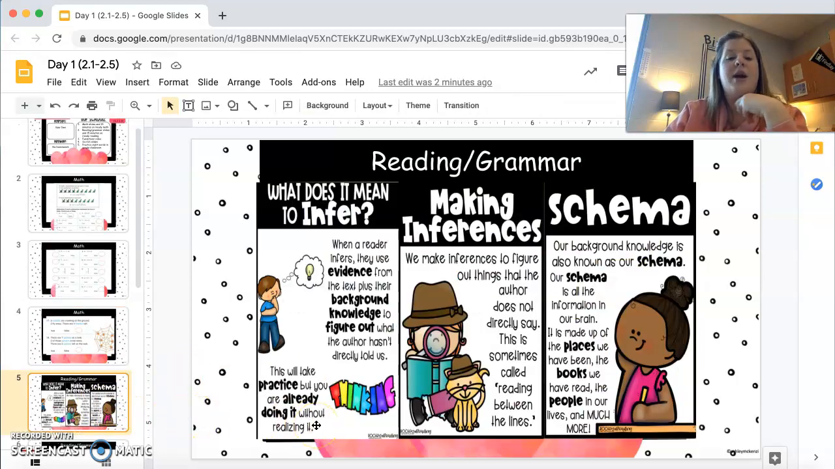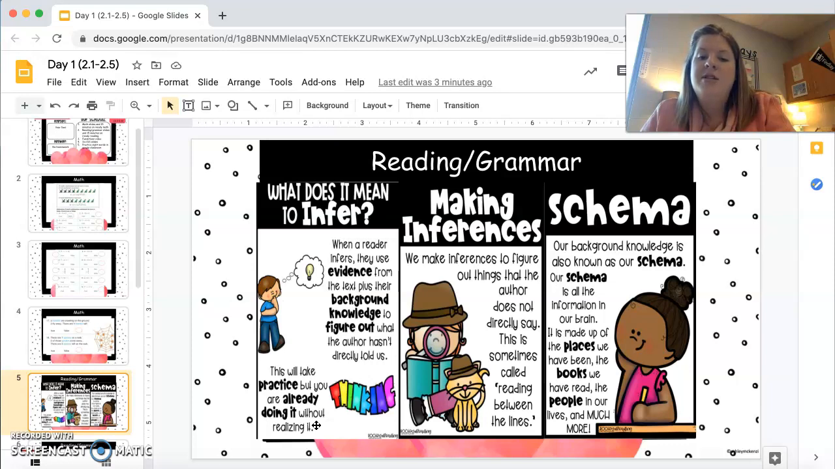Okay, for reading and grammar, it says, what does it mean to infer? So this week we are talking about infer, making inferences, and schema, okay? These are some big words, but we're going to talk about it this week in class. Infer means when a reader infers, they use evidence from the text plus their background knowledge, so what we already know, to figure out what the author hasn't directly told us, okay? So maybe it's something that the author is hinting at and we have to make a guess, but the author hasn't just told us that, okay? This will take practice, but you already are doing it without even realizing it, which is true. So making inferences.